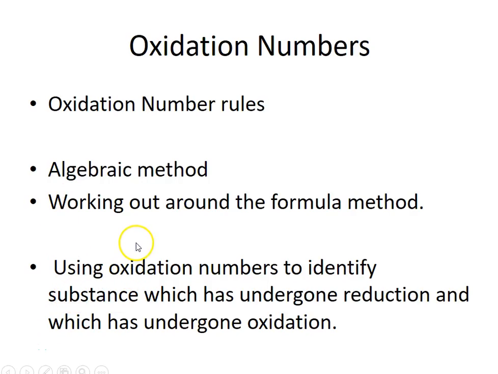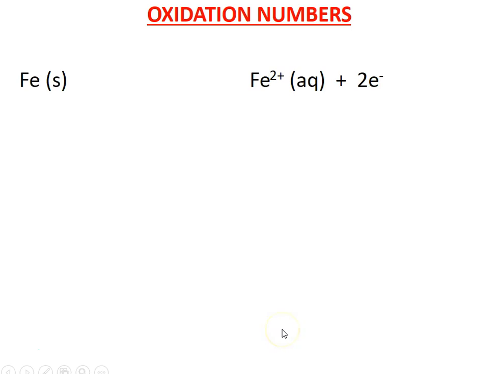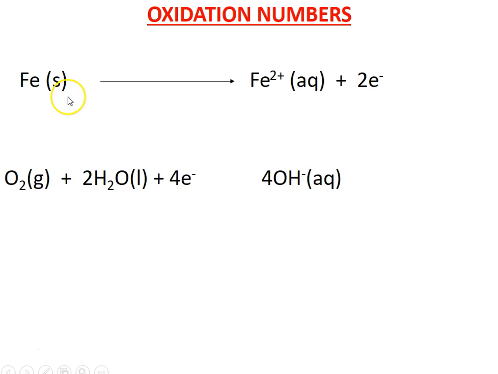Okay, this is a revision for oxidation numbers. We're looking at the rules, the algebraic method really quickly, but then I'd like you to use working around the formula method. And understanding that oxidation numbers are used to identify which substance has undergone reduction or oxidation, particularly if it's a covalent molecule. As you can see, if we react iron, it's easy to see that the iron metal has lost its electrons and become ions, and then something here has gained electrons to become hydroxide ions.